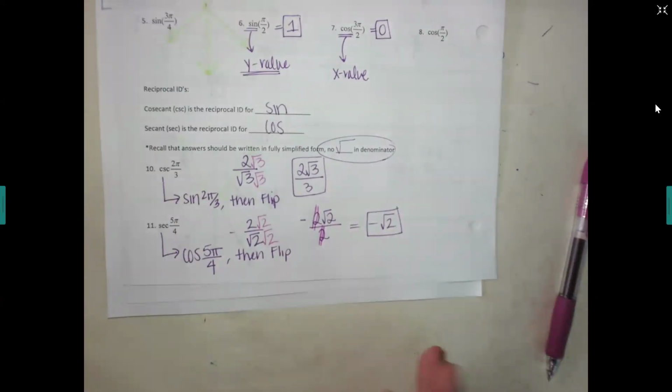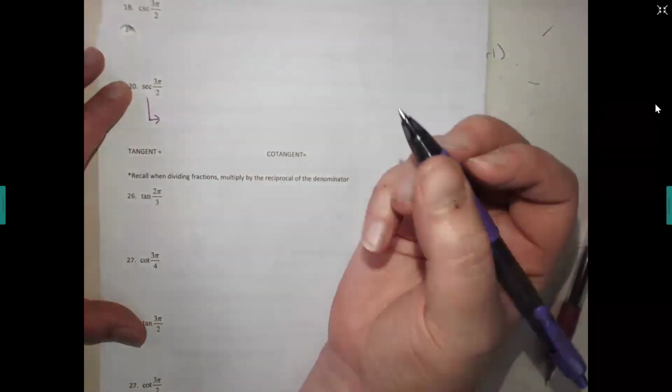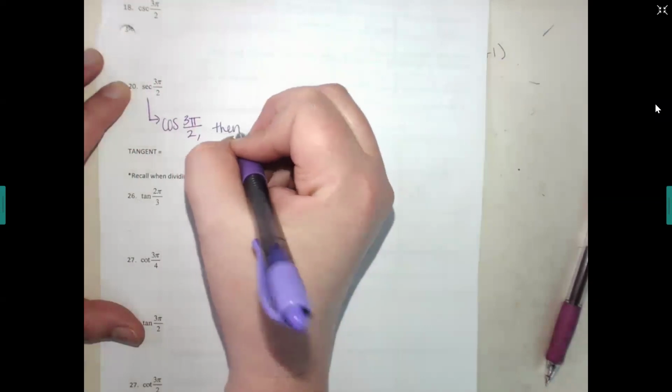Questions on that? All right, we'll do just one more left. Let's do number 20. Secant 3 pi over 2. Are we flipping the x or the y? Secant, you're flipping the x, which is cosine. So 3 pi over 2, then flip it.